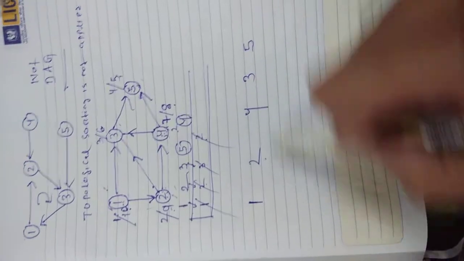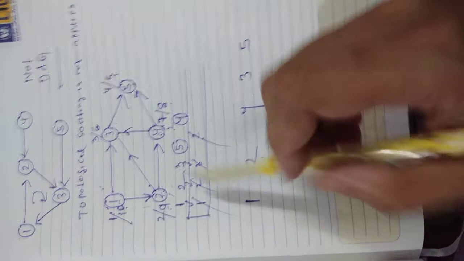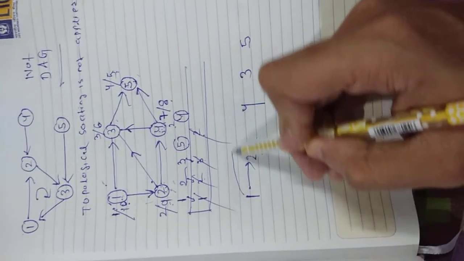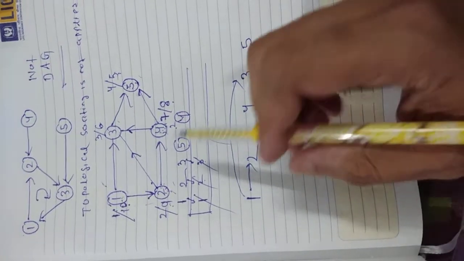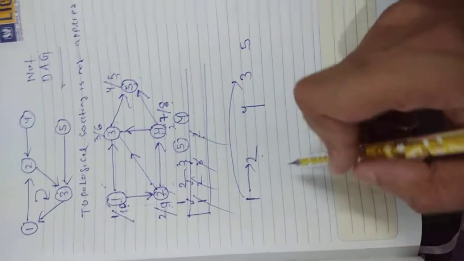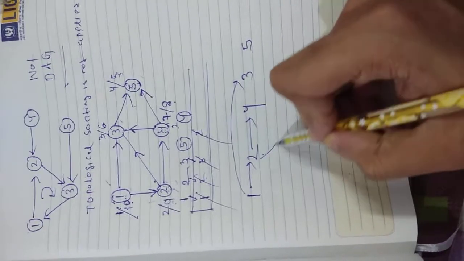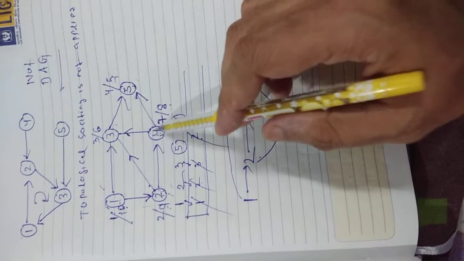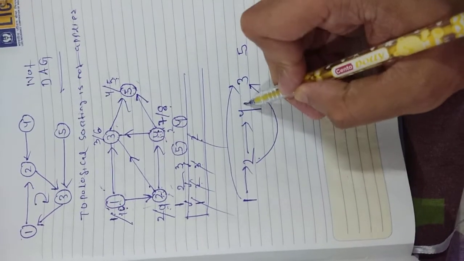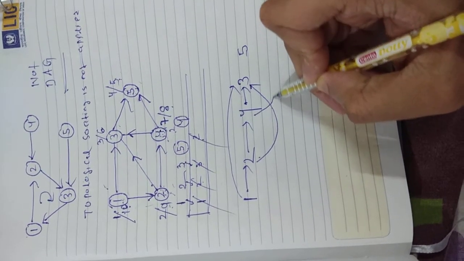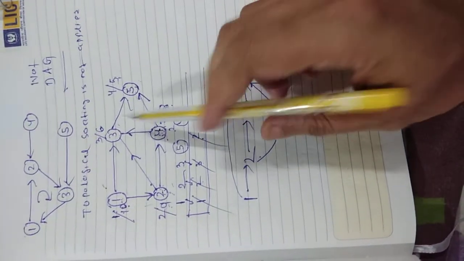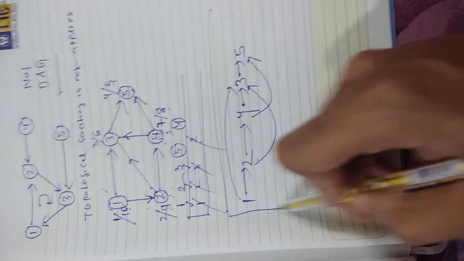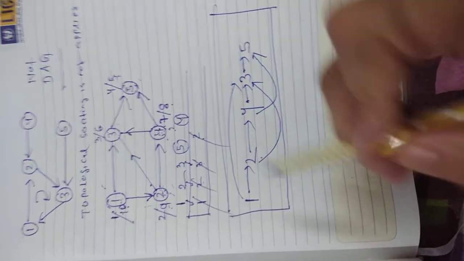Next we have to connect the edges. From 1 to 2 and 1 to 3. Next is 2 to 3 and 2 to 4. Next is 4 to 3 and 4 to 5. Next is 3 to 5. I think all the edges are completed. So that is the topological sorting or topological ordering of this particular graph.